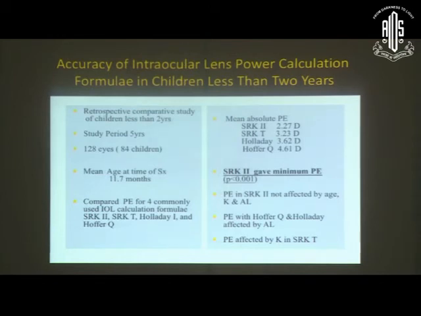And this was a 5-year period study of 128 eyes of children less than 2 years old. The mean age at the time of surgery was 11.7 months. They found that the mean absolute prediction error in SRK2 was minimal, and this was statistically significant. They also found that the prediction error was affected by keratometric values in other formulae, but it was minimal in SRK2. So we now have 4 different studies giving slightly different results.